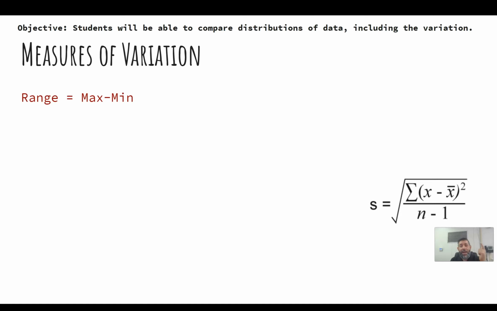So the first thing is the range. The range is the max minus the min. In statistics, a range is a value.